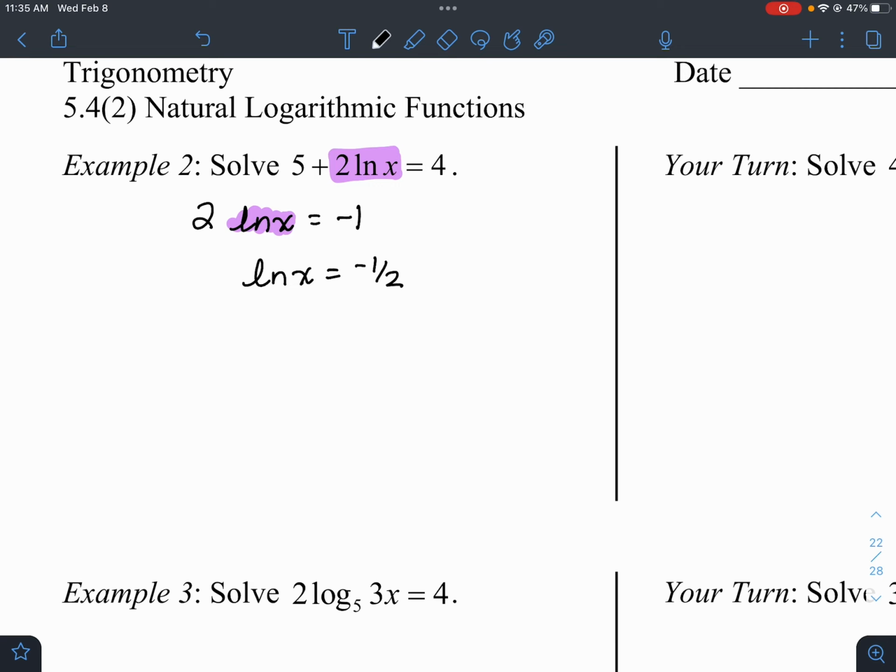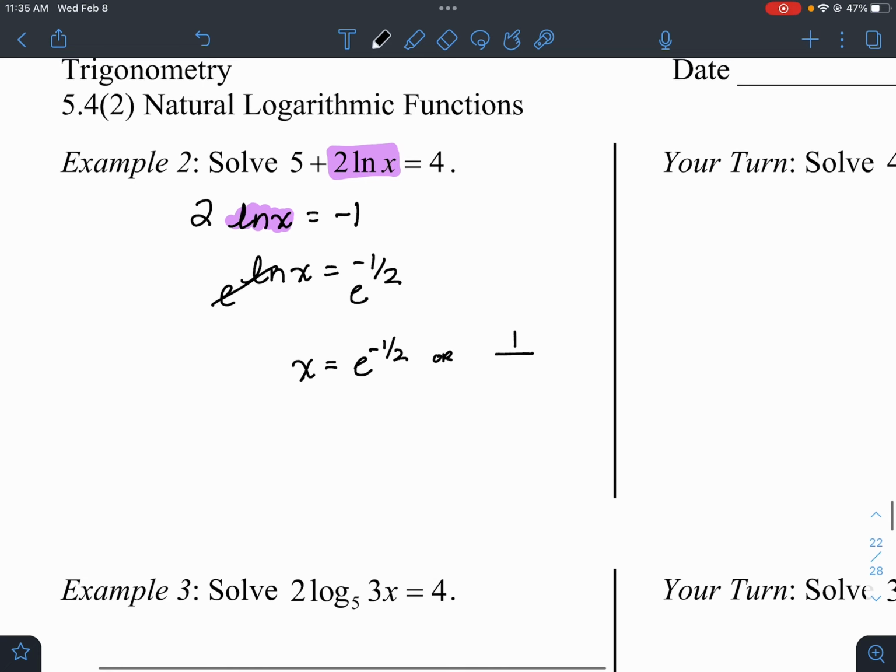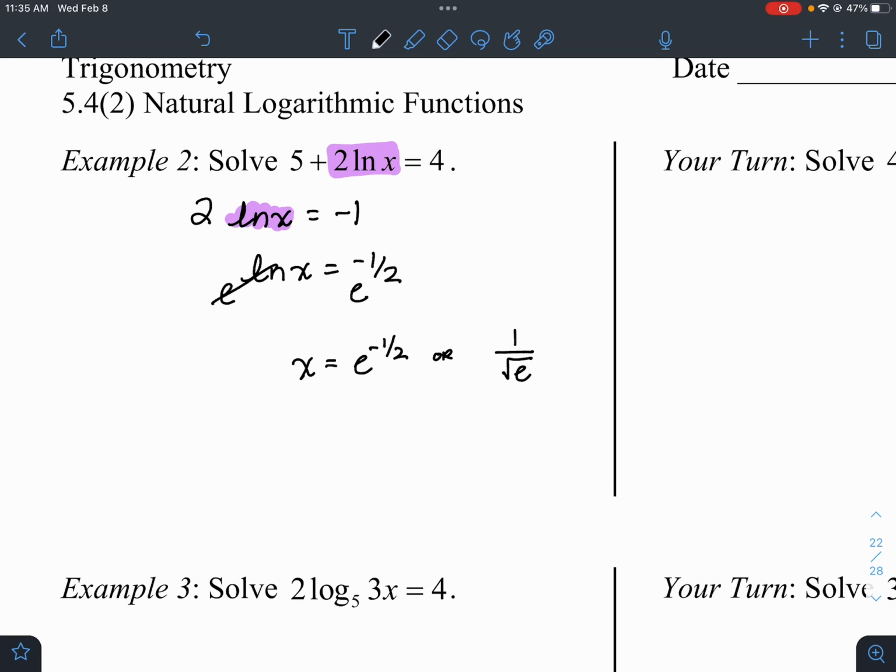And now to get rid of the natural log, I have to do e to both of those. So x is equal to e to the negative 1/2 power. Or that would be 1 over the square root of e. Okay, so either of those two would work. All right, I'm going to go ahead and do example 3, and then I will pause it and do both your turns for those two.